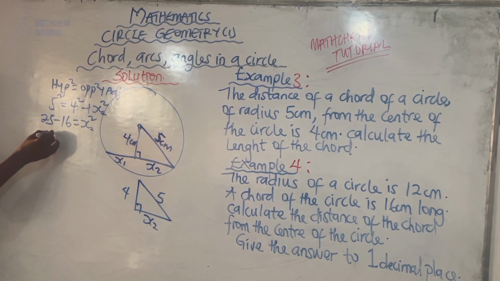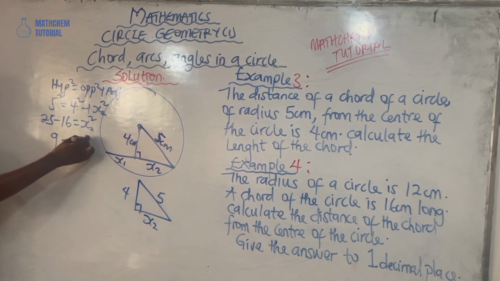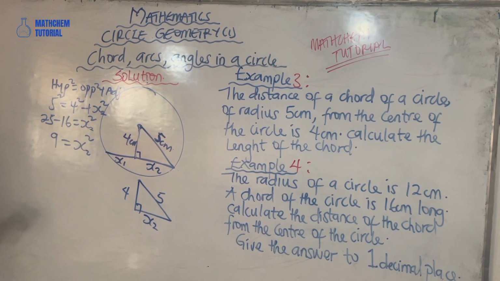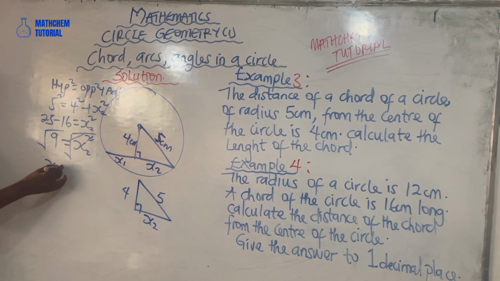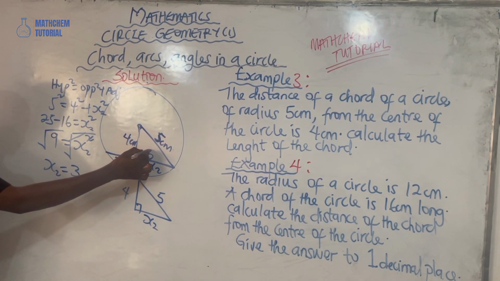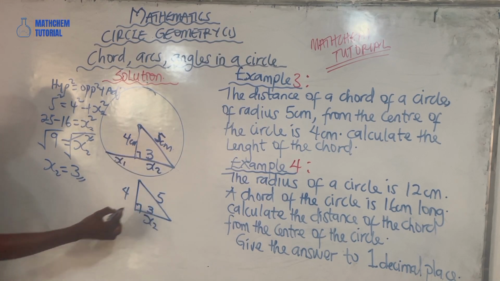So I'll have it as what? 9 here. So therefore x squared equals 9. If I take the square root of both sides, the square root eliminates this square. Then I have my x2, which is the square root of 9, which is 3. So that means this x2 here, this part here, is 3. This side here is 3.